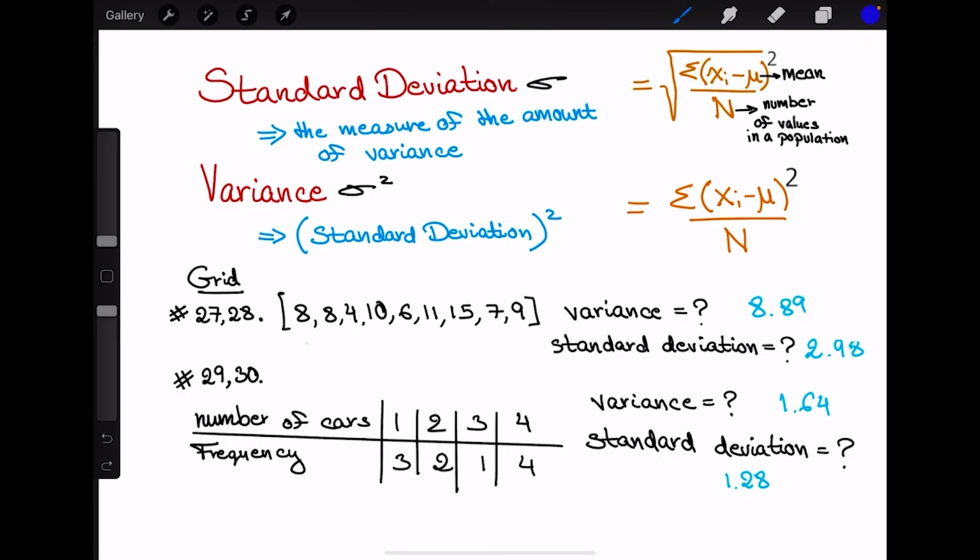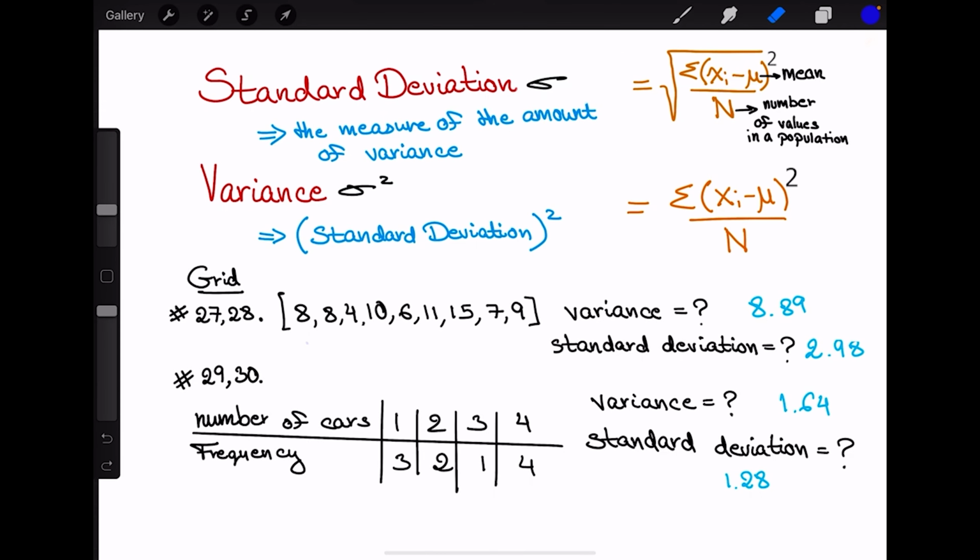This over here is its official formula. It's the summation of the difference between a value minus the mean, squared, divided by the number of values, all under a radical. You will probably not need to know this formula, but just in case you'd like to know, here it is.